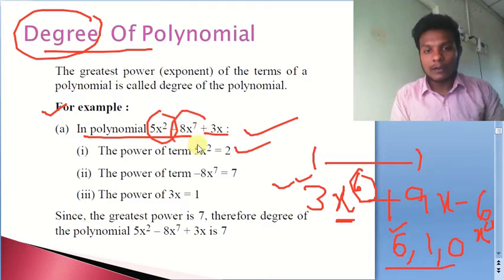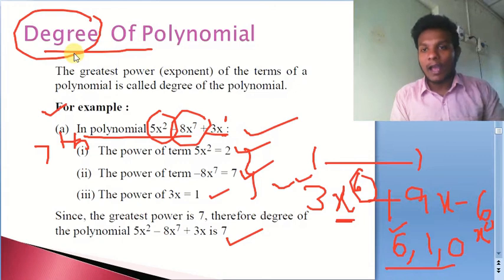For this particular term, the power is 7. And for this one, x power 1 will be there, default 1. Out of these 7, 2 and 1, what is the highest one that we have? That is 7. So this is going to be a 7th degree polynomial. Remember, the largest among the exponents is going to be the degree of the polynomial. First just focus on the exponents.